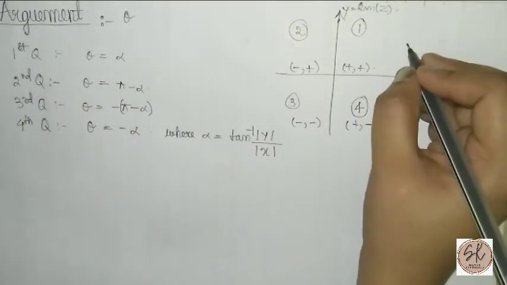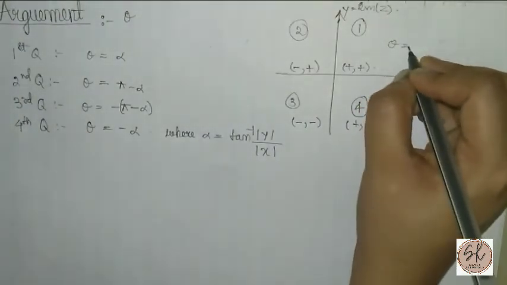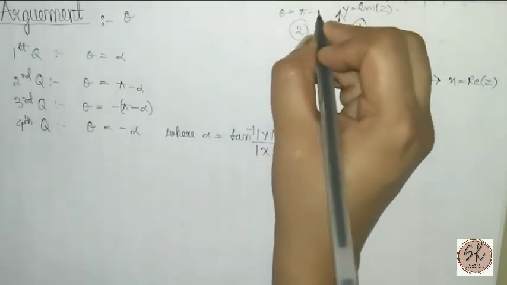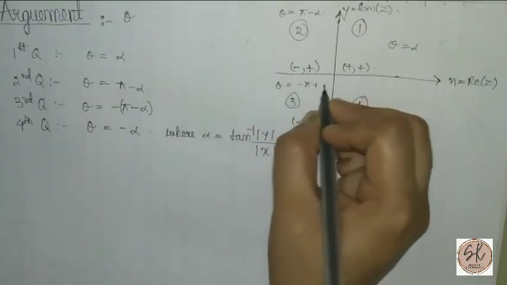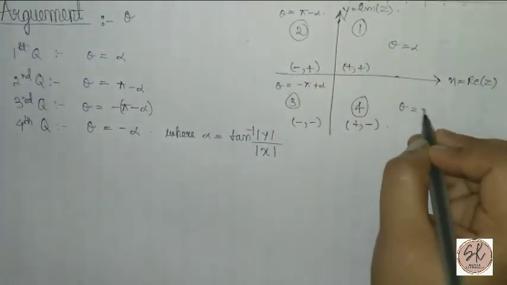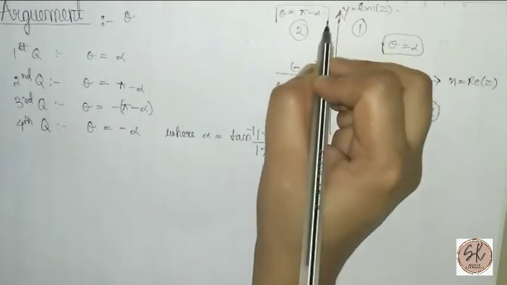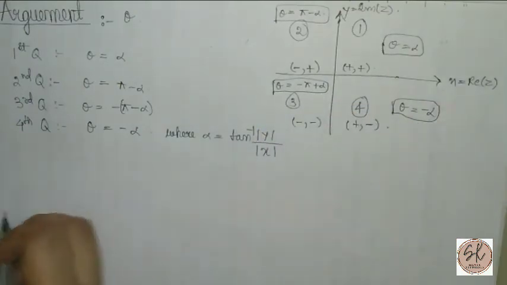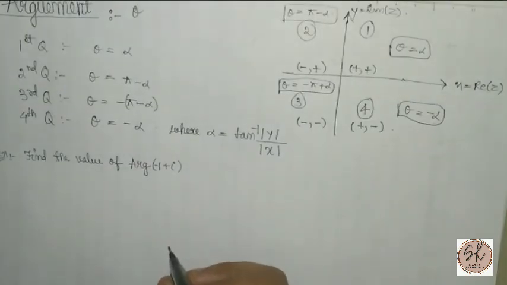Okay, so here theta is equal to alpha. Okay, and here theta is equal to pi minus alpha. Here theta is equal to minus pi plus alpha, that is minus of pi minus alpha, and here theta is equal to minus alpha. Okay, so this is how we find the argument. Alright, now let us see an example from this.